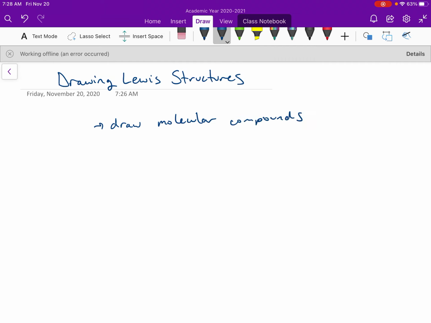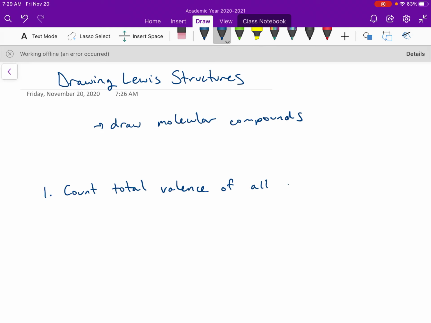We don't typically do this for ionic compounds because they're not sharing electrons, they're sort of transferring, so they're not actually bonded, right? So drawing Lewis structures, we're trying to show how these things are bonded. I'm going to walk through the steps, give you an example, and then you can try some.